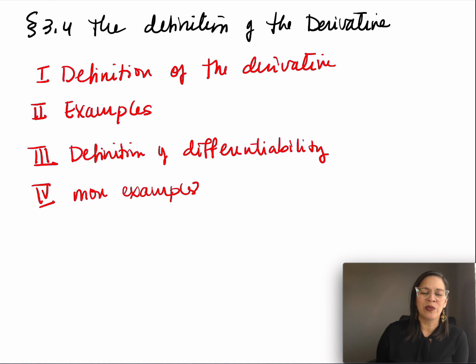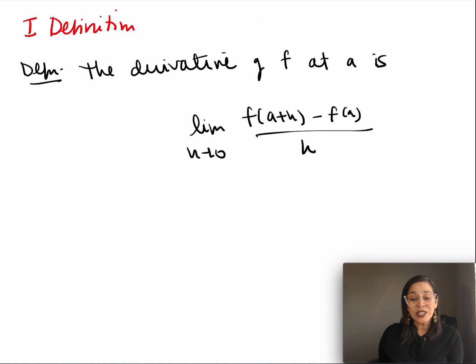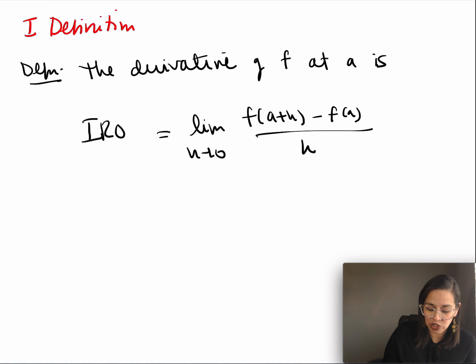Everybody. In this video, I'm going to go over section 3.4, the definition of the derivative. So I'll go over the definition, I'll do some examples, and then we'll talk about differentiability, and I'll do some more examples. So here's a definition of the derivative of f at a. This is just the instantaneous rate of change of my function f at a.